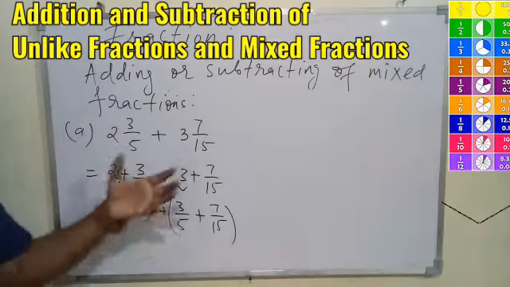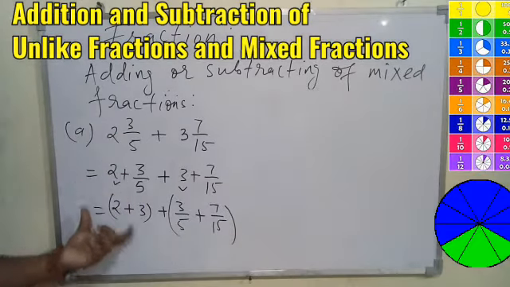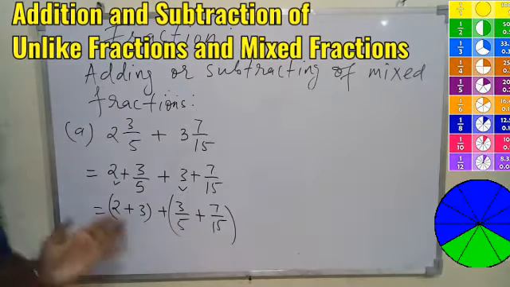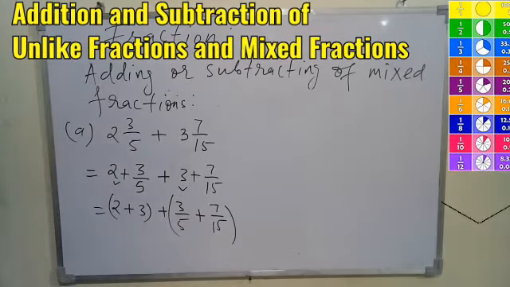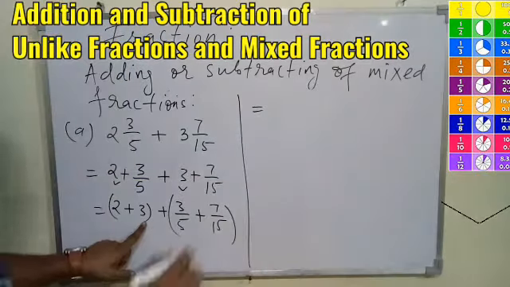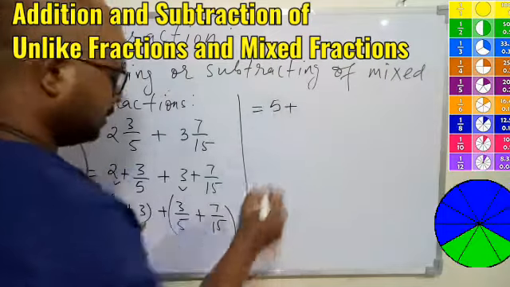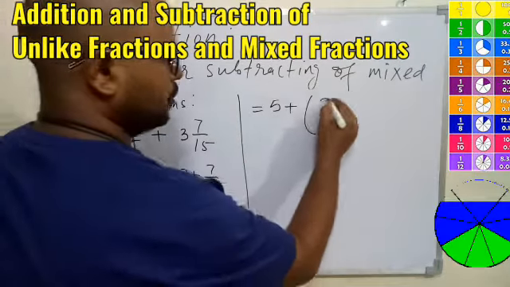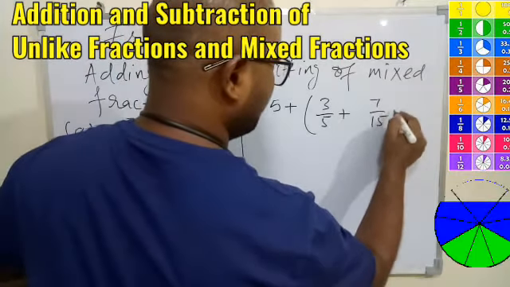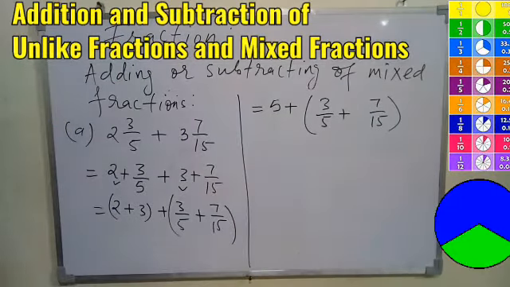3 by 5, 7 by 15 separated. 2 and 3 will be added together, and 3 by 5 plus 7 by 15 will be added separately, and then at last we'll add all the results together. So let's continue. This is nothing but 2 plus 3, 5, plus, now for this we will do the simplification, 3 upon 5 plus 7 upon 15. So I hope this is understood.